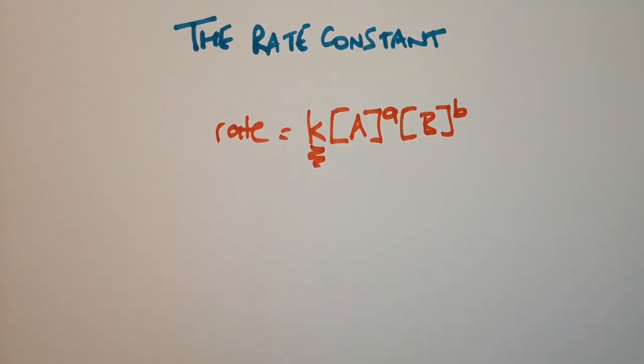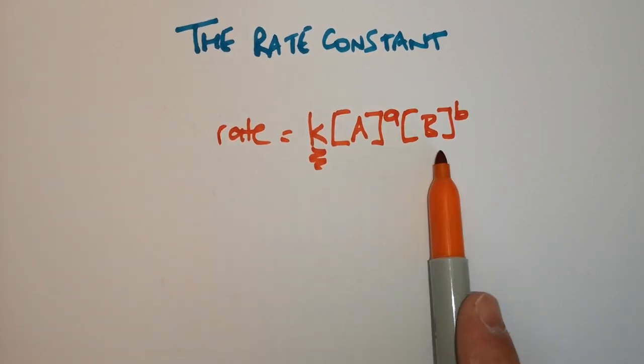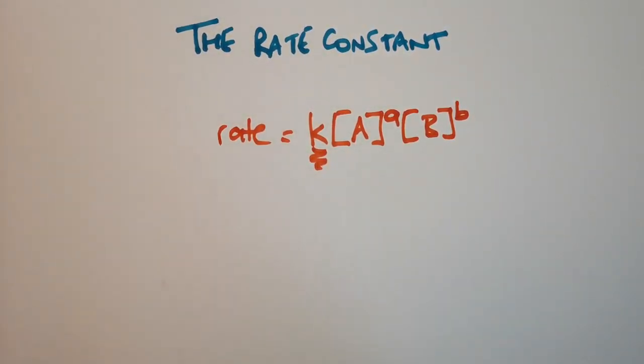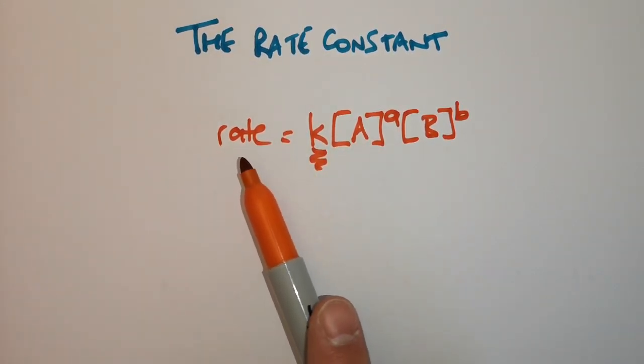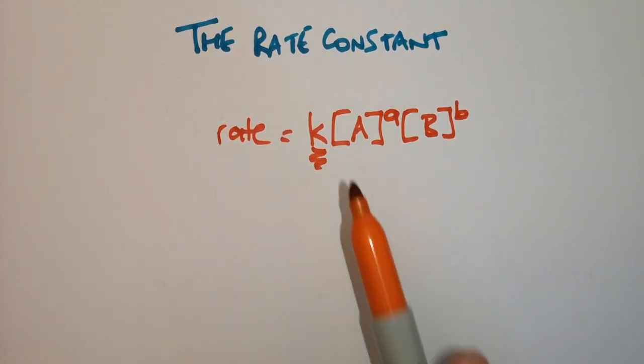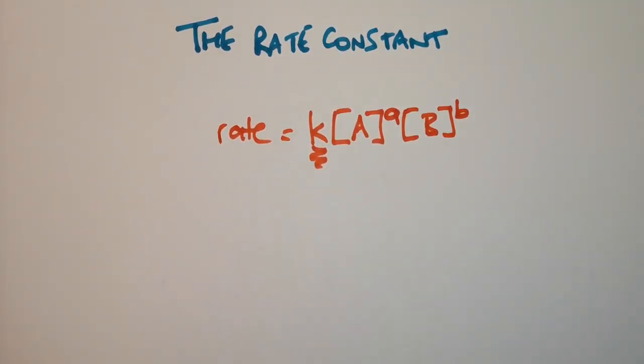In order to calculate k, we would need values of the rate and the concentrations of the reagents. You would determine all three of these things experimentally. So you can carry out an investigation, obtain the value of the rate, obtain the concentrations, and then work out the k from that. So let's look at how we would do that.